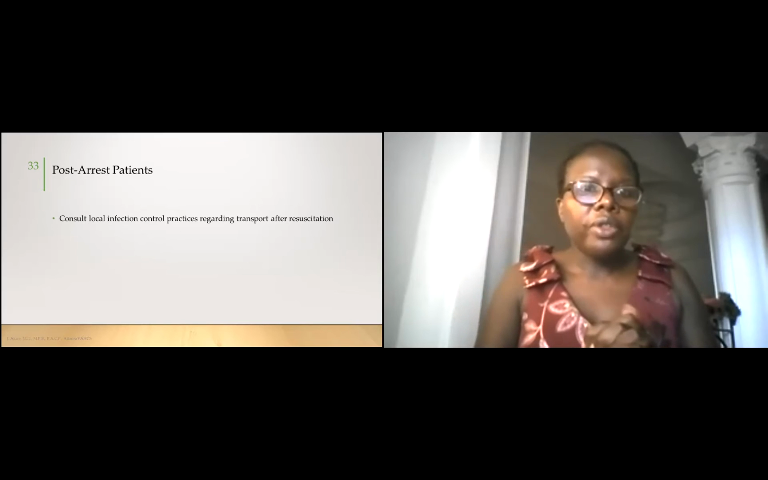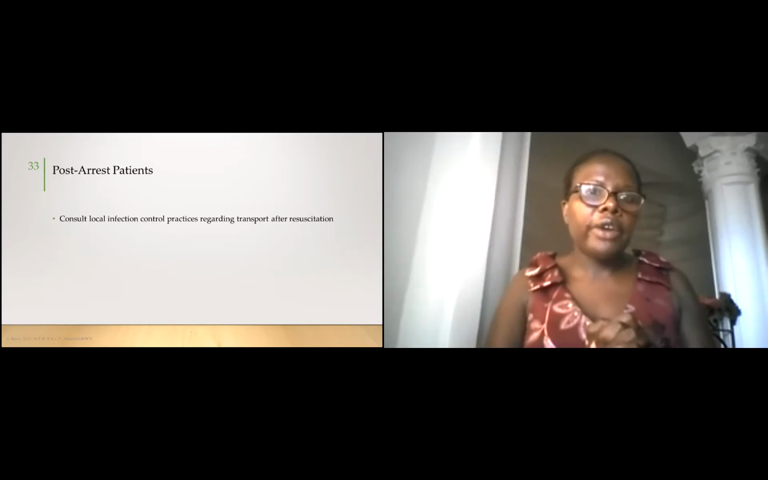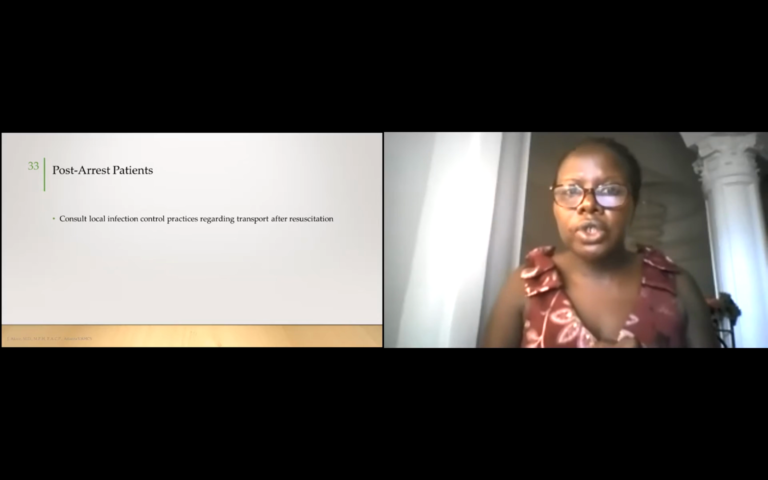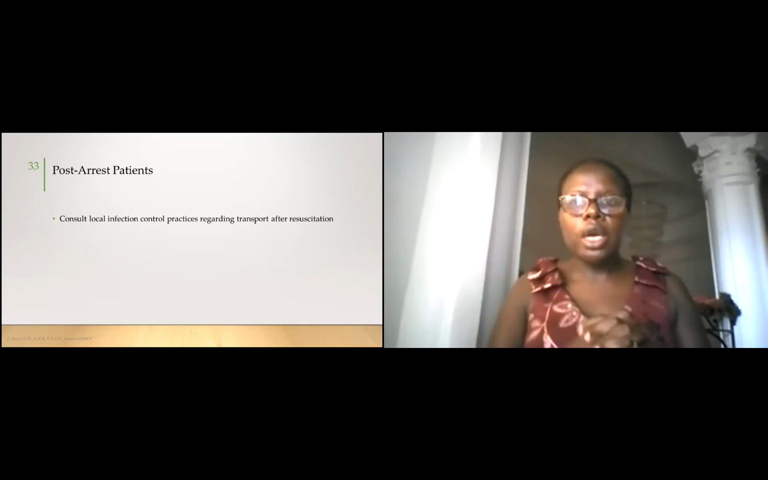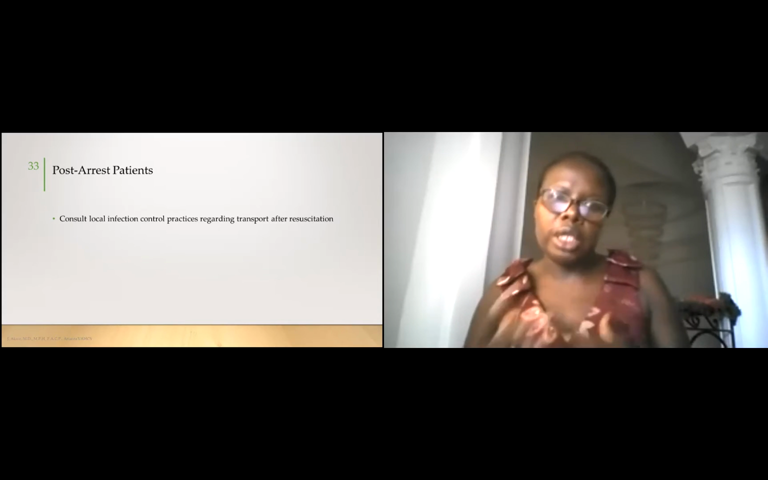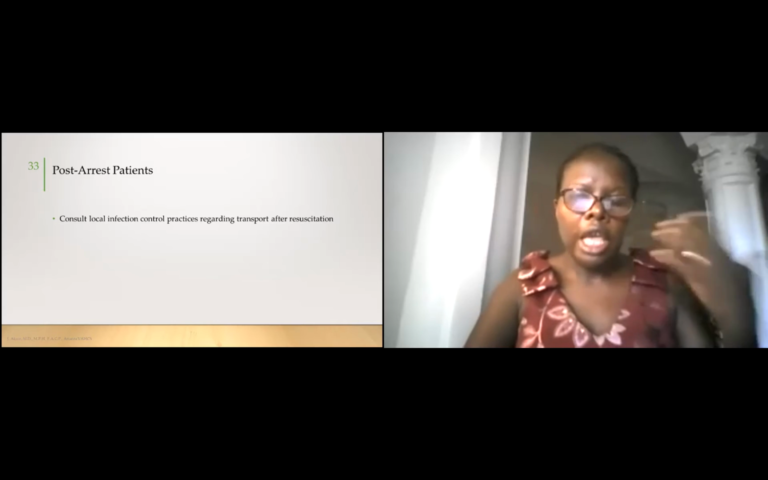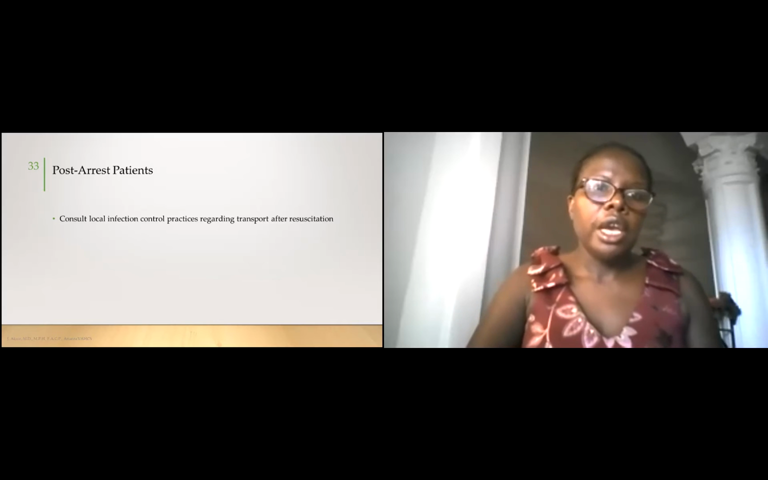Then, post arrest, you have to consult your infection control at every single hospital to know how to transfer the patient from maybe a non-intensive care unit to the intensive care unit after a cardiac arrest from COVID, assuming the patient survives the cardiac arrest.